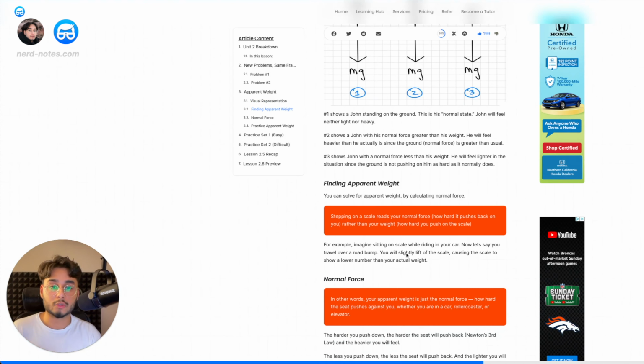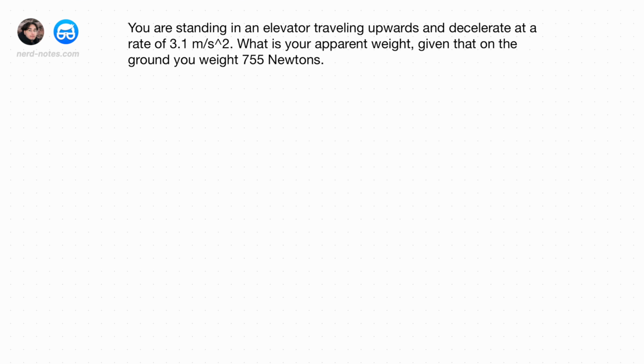Now let's go ahead and actually do a problem and solve for apparent weight. All right, in this problem, you're standing in an elevator that's traveling upwards and decelerating at a rate of 3.1 meters per second squared. What is your apparent weight given that on the ground you weigh 755 newtons?